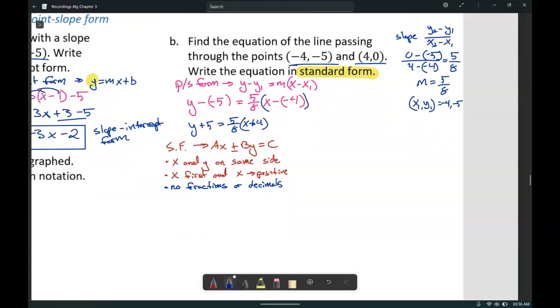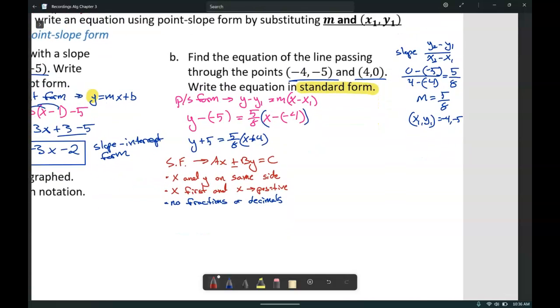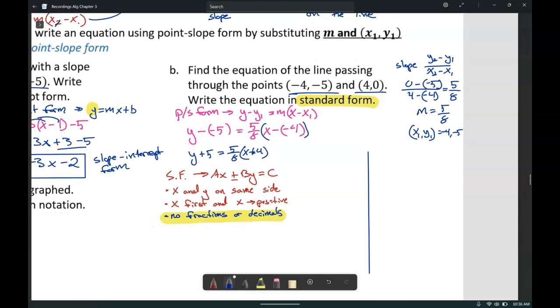So there's a couple different ways that we can approach this problem in order to solve it. I like to get rid of the fractions first if I have them, but you don't have to, and I'll show you how that looks different depending on which way you do it. So we're going to get rid of the fractions first.